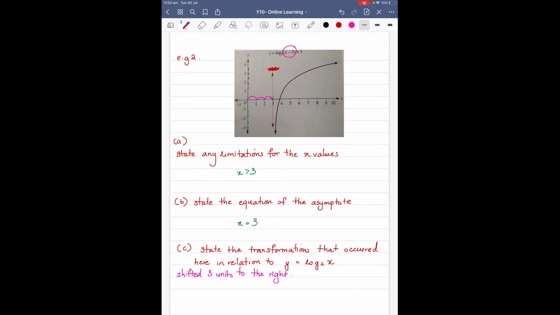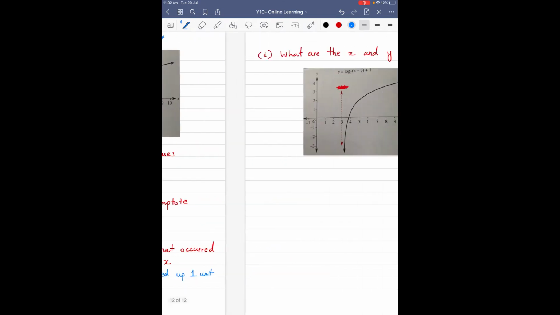Now looking at this +1, it tells us the whole graph has been shifted up a level. So think of it as an elevator. Yeah, so an elevator is being shifted up 1. So we say shifted up 1 unit. And that's the answer for part C.